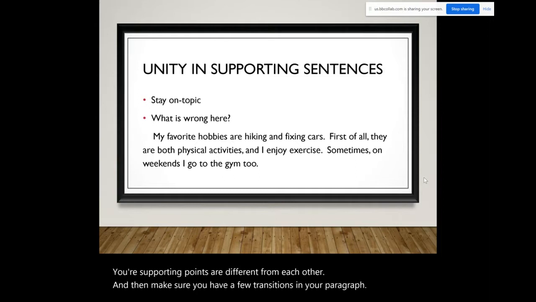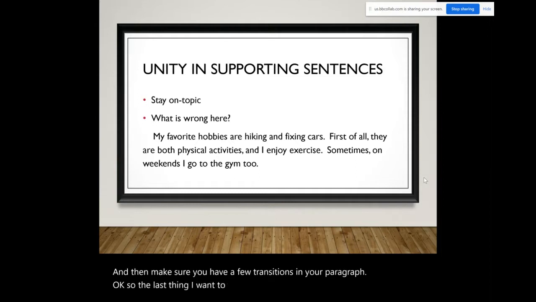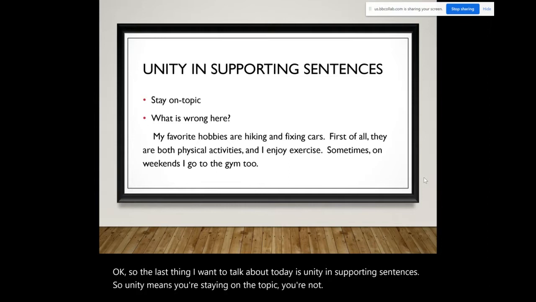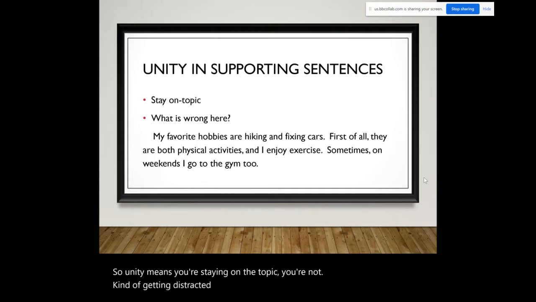Okay, so the last thing I want to talk about today is unity in supporting sentences. So unity means you're staying on the topic. You're not getting distracted and writing about other things, right? We've got to stay focused on the topic when we're writing. So here's an example.